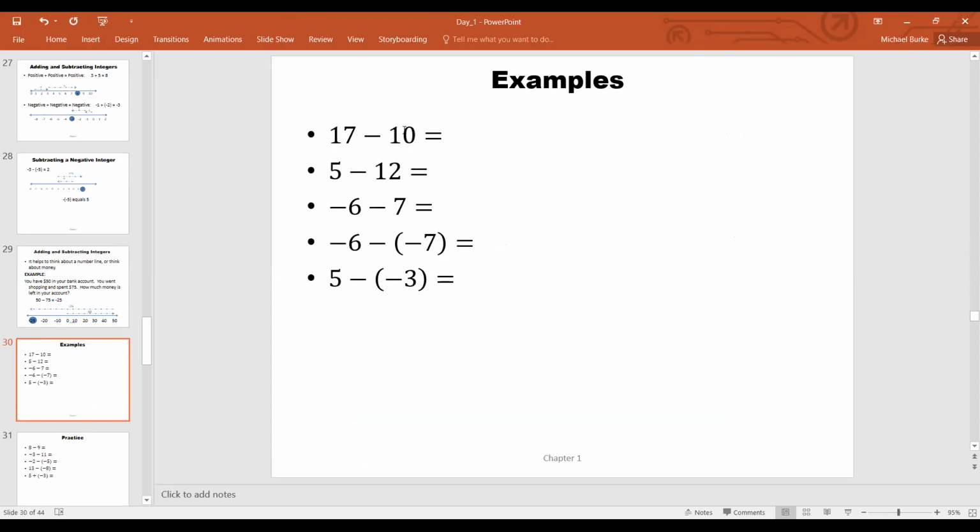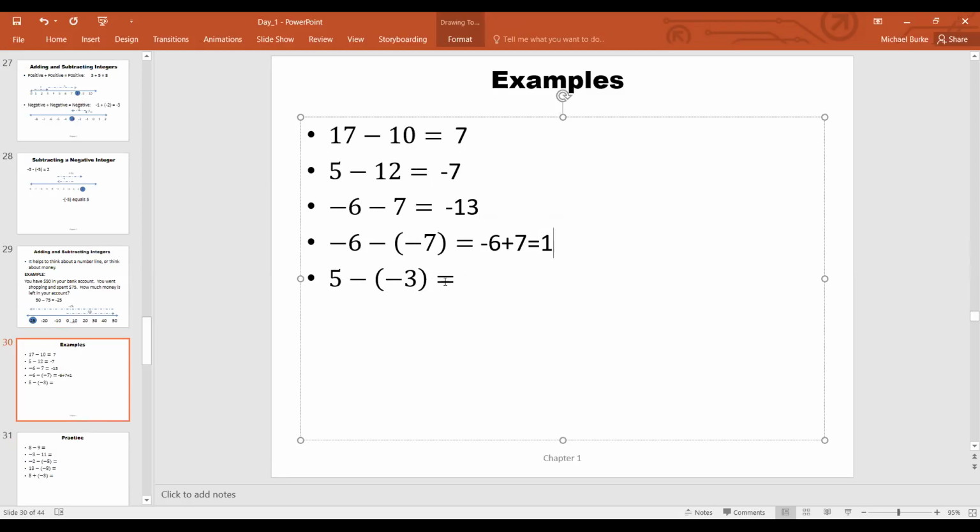So examples, 17 minus 10 is 7. 5 minus 12 is -7. -6 minus 7 is -13. Okay, so this is 7. This is -7. This is -13. And this is -6 minus a -7. So this is equal to -6 plus 7, or equals 1.